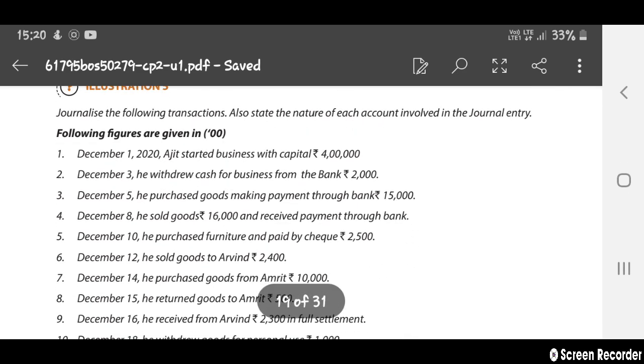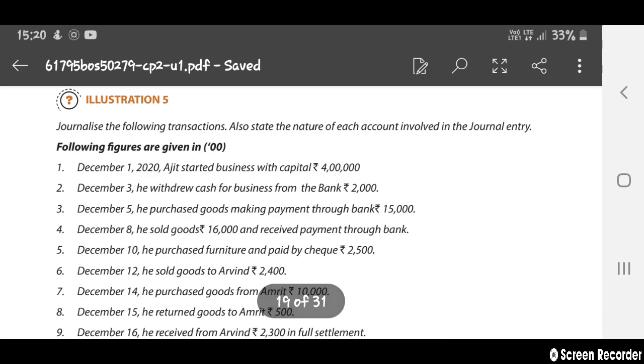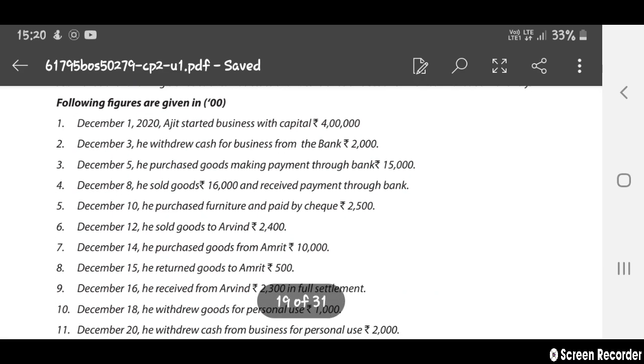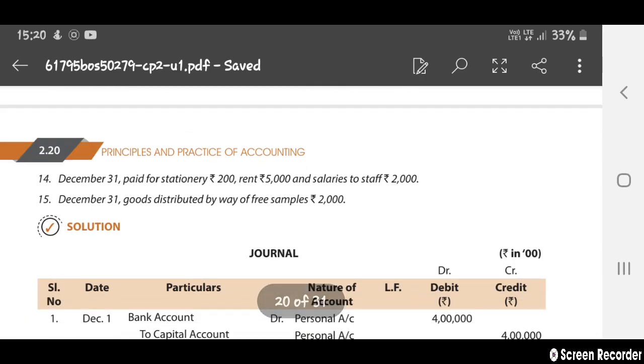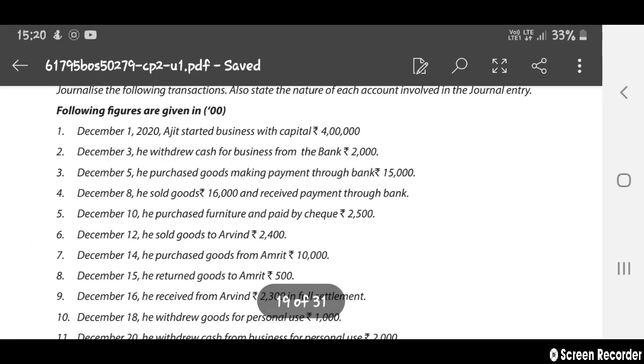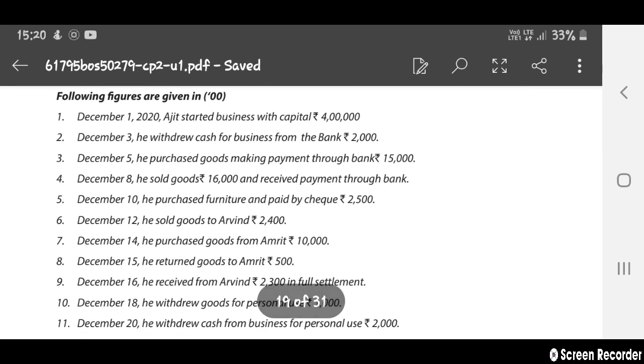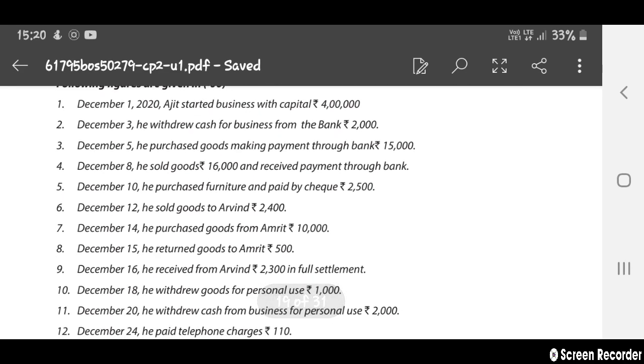Here in the illustration, the next question they have given, we have to journalize. The following 15 transactions they have given. So the following figures are given. In December 2020, Ajit started a business with capital of 4 lakh. On December 3, he withdrew cash from the bank for the business, that is 2000.